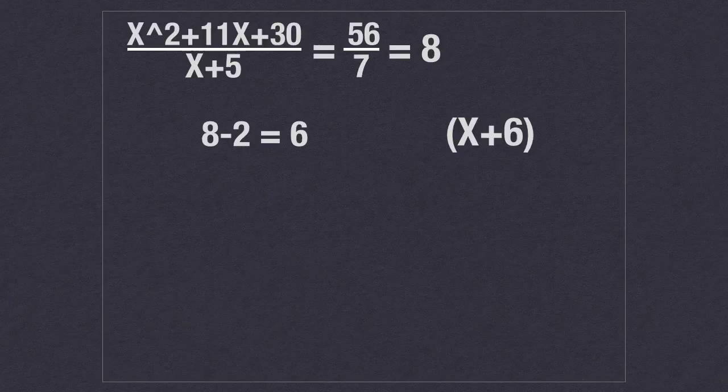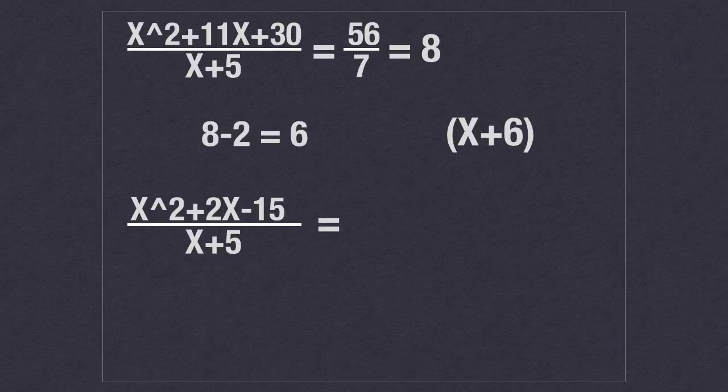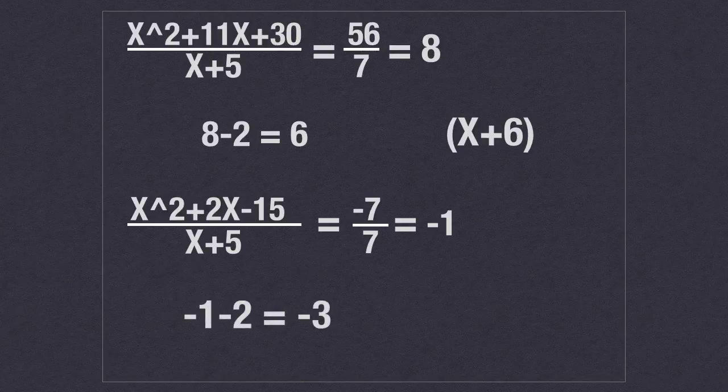Did you see how fast this method is? Now we will do it again. x squared plus 2x minus 15 divided by x plus 5. With x being the number 2, this equals minus 7 divided by 7. And this also equals minus 1. Now we subtract 2 and we have minus 3. So the result is x plus minus 3, or x minus 3.